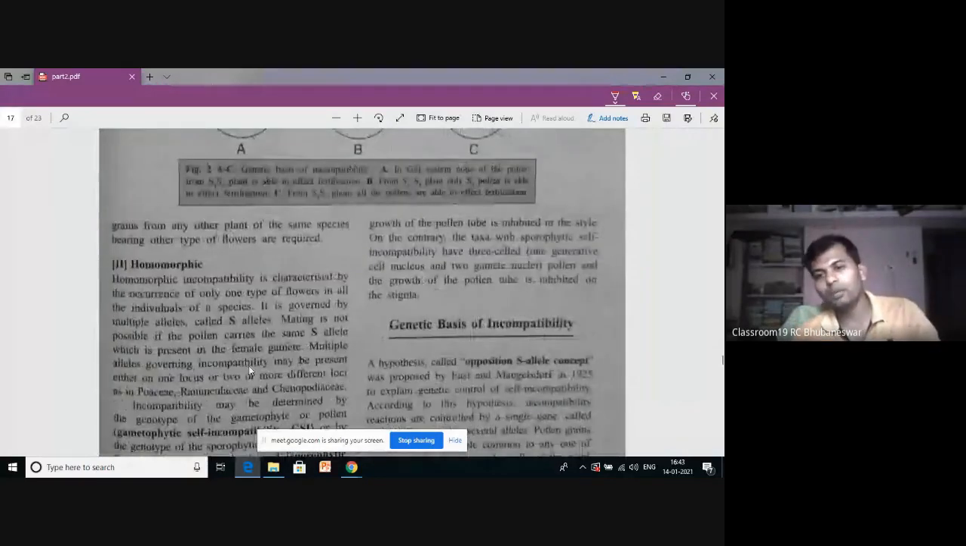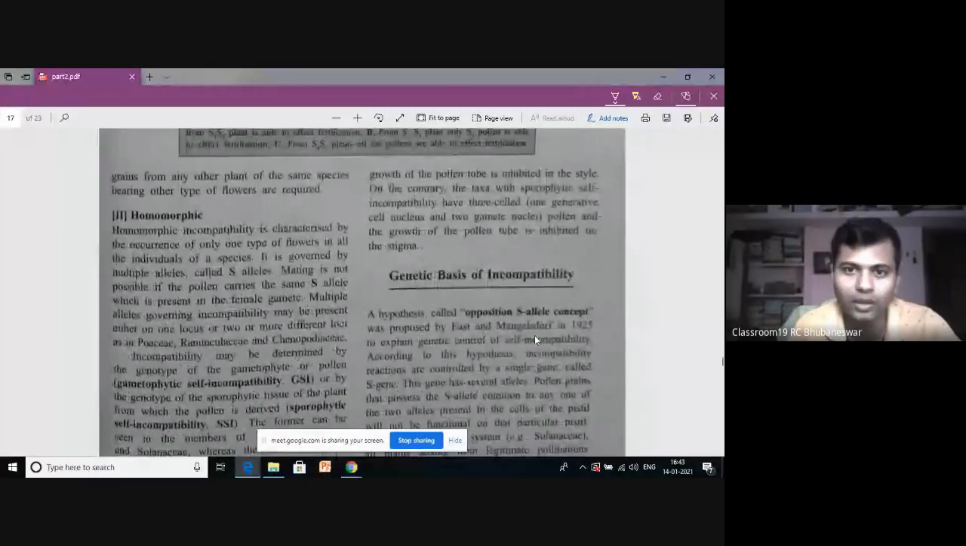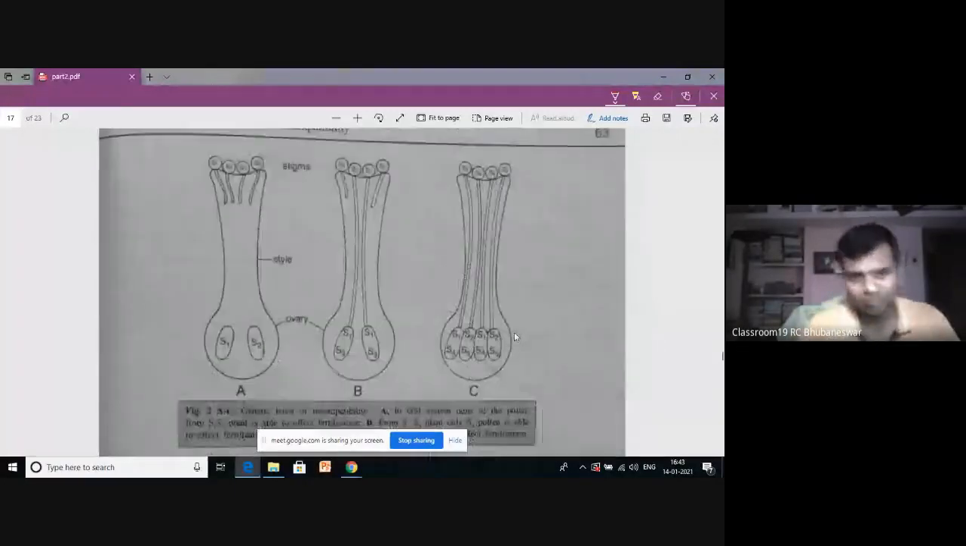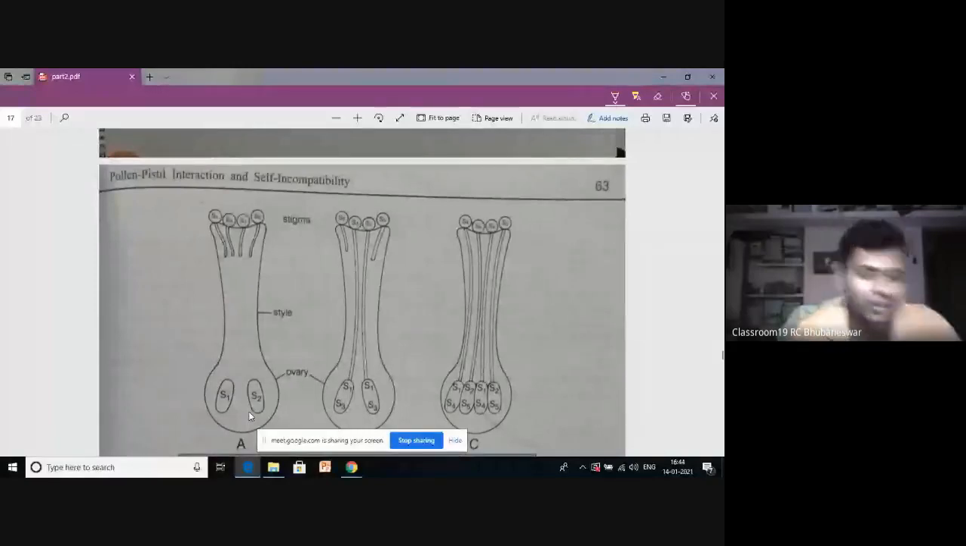Now come to the genetic basis of incompatibility. To explain it, the opposition S allele concept was given by East and Mangelsdorf in 1925. According to them, the allele or gene present in the pollen grain, if the same is present in the ovary of the female plant, will not germinate and will not be able to fertilize, and that causes the incompatibility. Got this point?